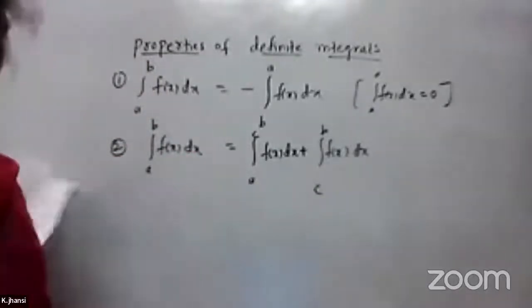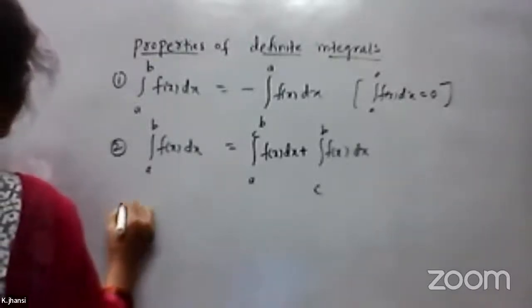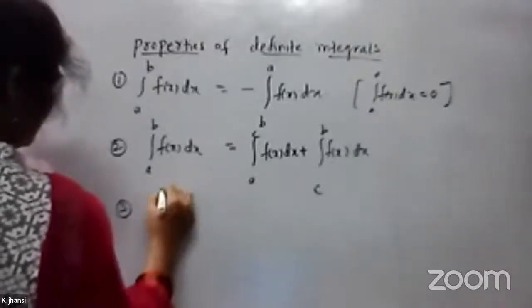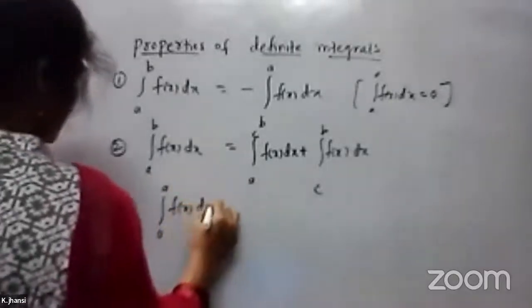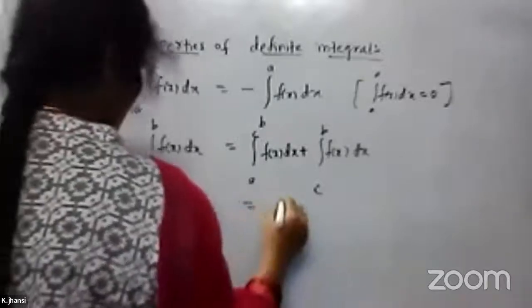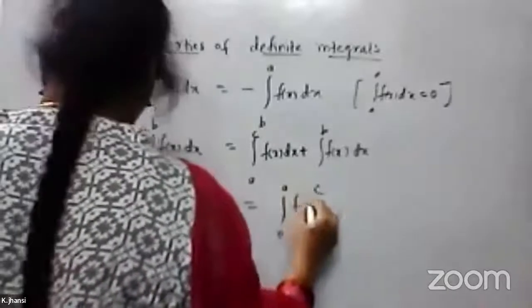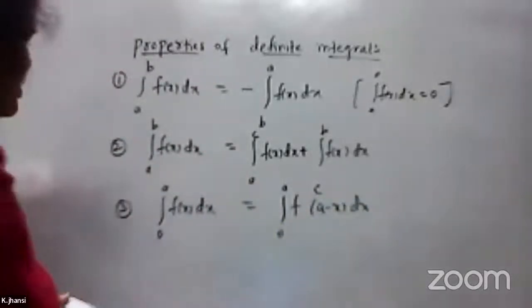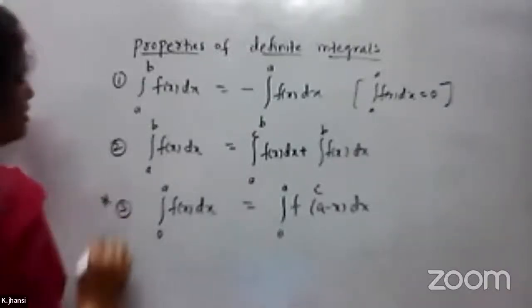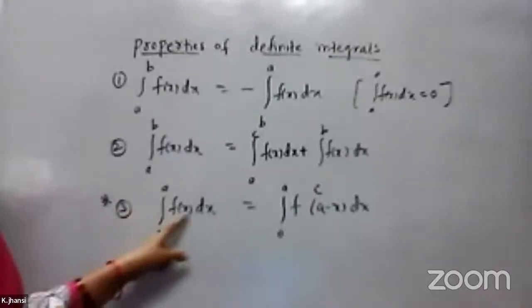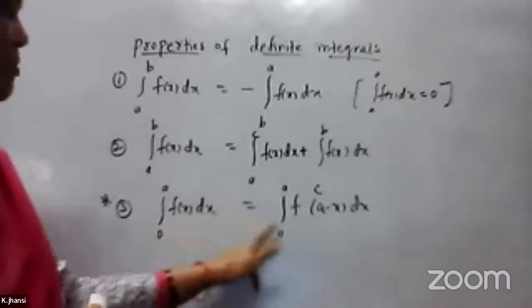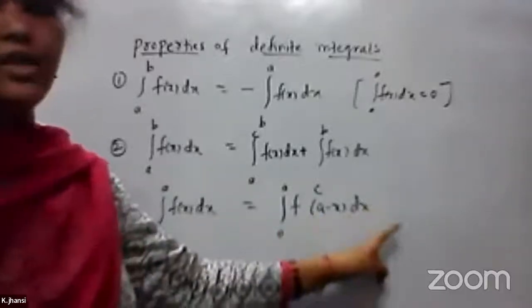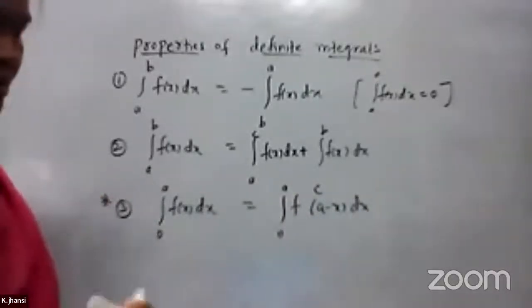Next, the third one is, this is a very important one. When it is 0 to a f of x dx, we can write it as 0 to a f of (a minus x) dx. So this property is also used in solving the problems. Whenever we have the limits from 0 to a f of x dx in such form, in place of x we can write a minus x, and simplify the problem.